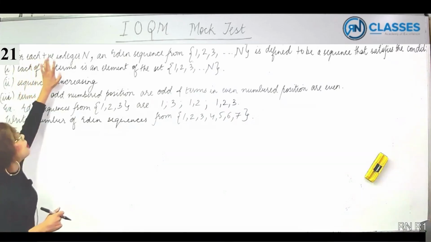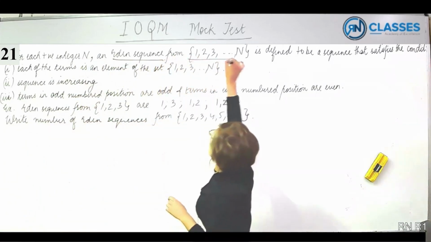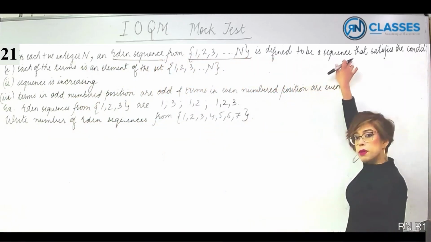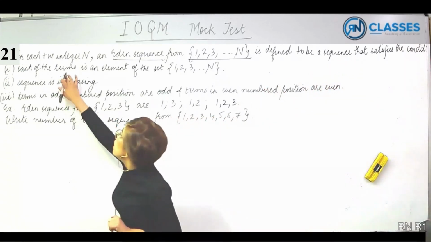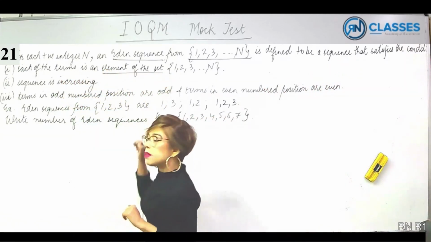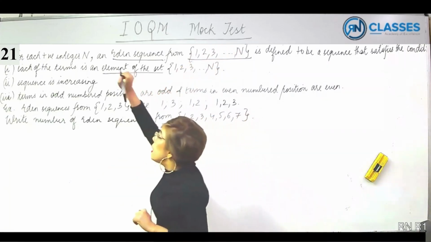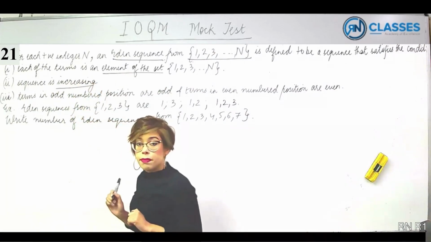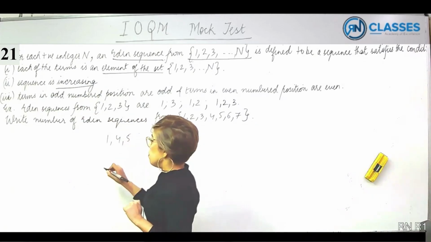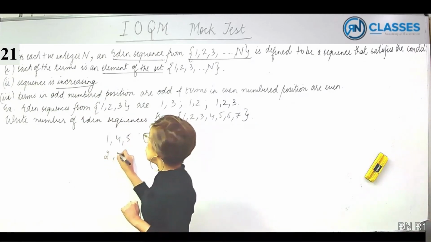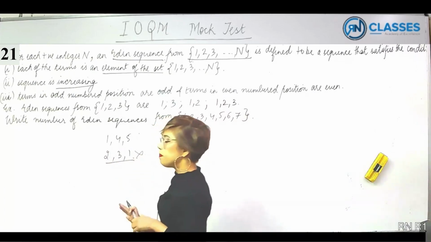He says for each positive integer n, an even sequence from this set is defined to be a sequence that satisfies the following conditions. What are the conditions? Each of the terms is an element of the set. So obviously I will be using numbers from the set itself. Then the sequence has to be increasing. So that means the sequence might be 1, 4, 5. But do you think the sequence can be 2, 3, and 1? No. In this case the sequence is not increasing.